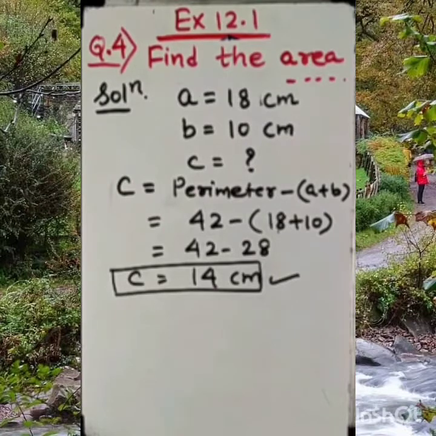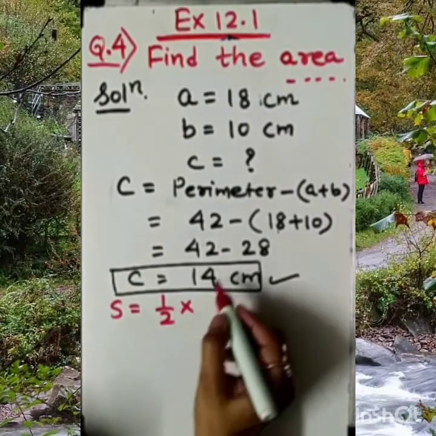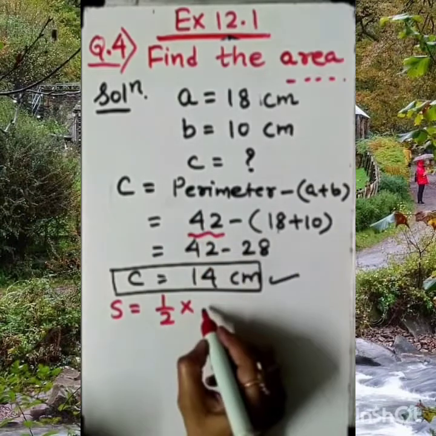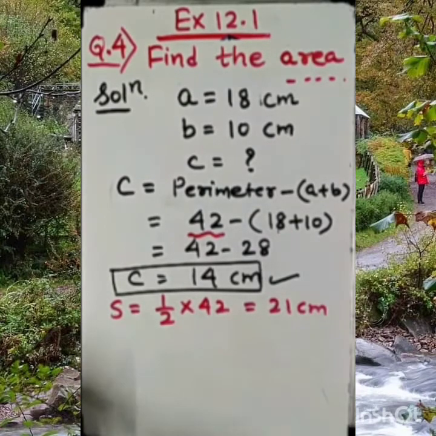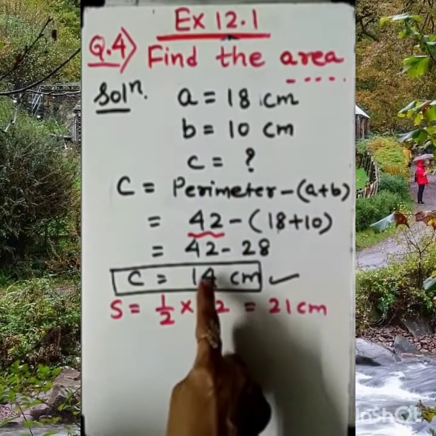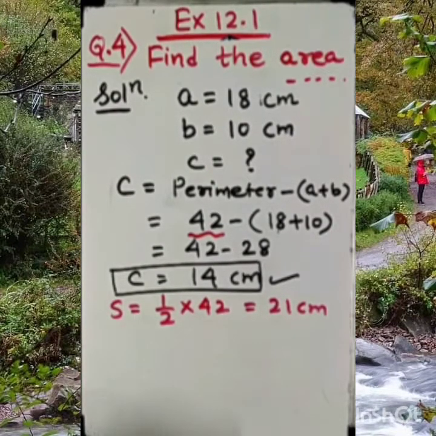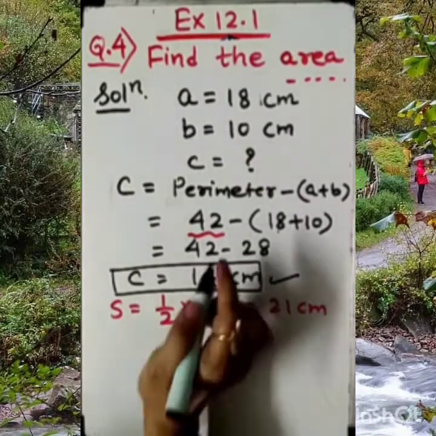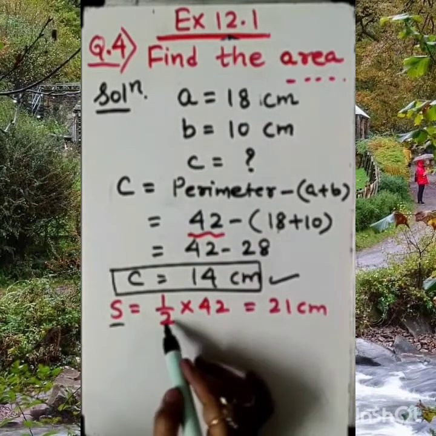Now, as usual, first of all, we want to find S. S is a semi-perimeter, that is half of the perimeter. Perimeter already we are given here directly, 42. So, half of 42 is 21 centimeter. Got it? If you apply A plus B plus C by 2, then also it's okay. 18 plus 10 plus 14 divided by 2, then it will be also 21 centimeter. That is also correct procedure. If not, then directly the perimeter we are given, and this is semi-perimeter. Semi means half. Half of 42 is 21.